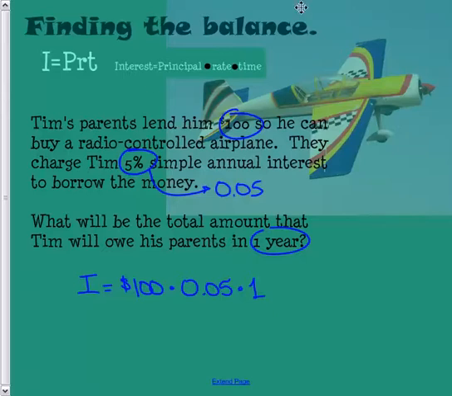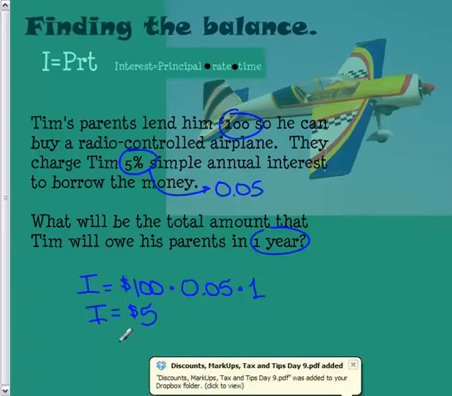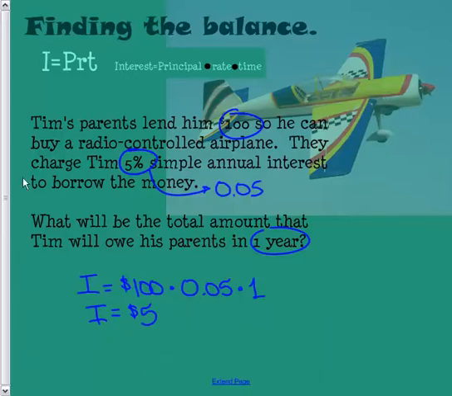So go ahead, take out your calculator, and try this problem for me. If you multiply any number by 1, it's going to be itself. So really, 100 times 5/100 is what we're doing, and we get $5. So the total amount that Tim will owe his parents in 1 year is going to be an additional $5. Okay? Let's try another problem.